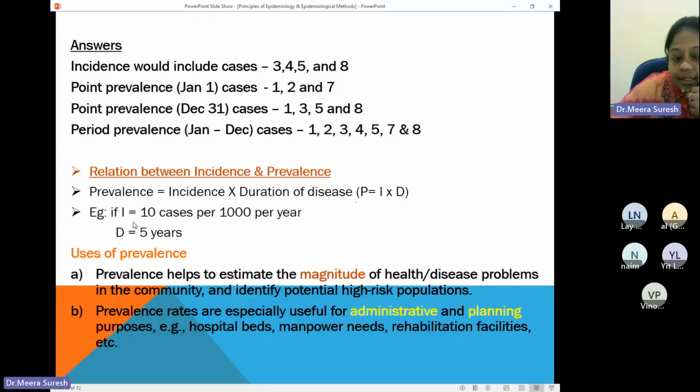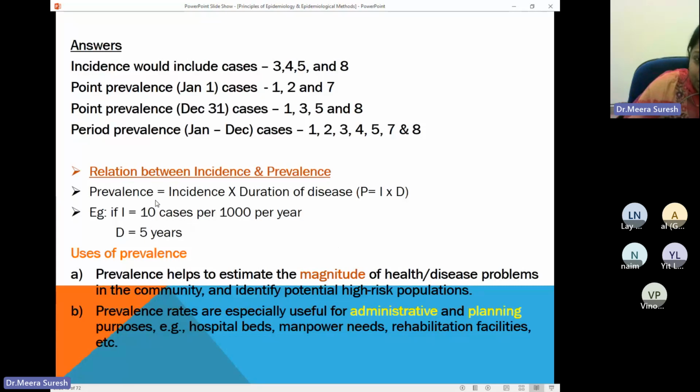So if in a problem we get something like incidence is given, that is 10 cases per 1000 per year, and duration is equal to 5 years, we can calculate the prevalence. That will be 5 into 10, which is actually 50 percentage it will be. So yes, 5 into 10, 50 percentage, that is a calculation we can do.